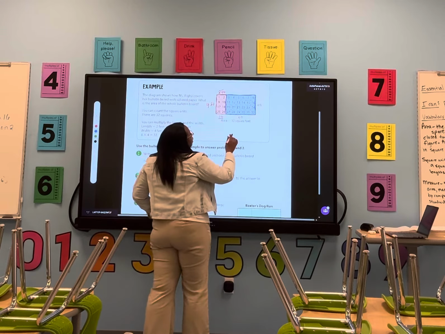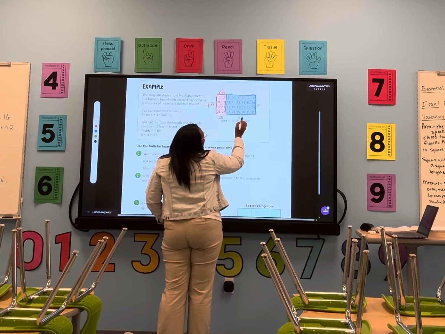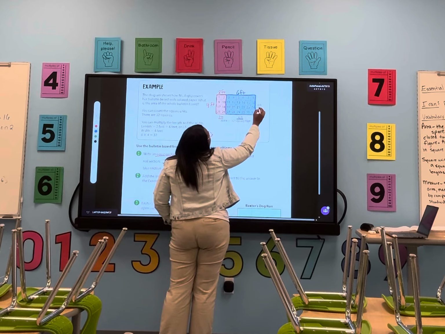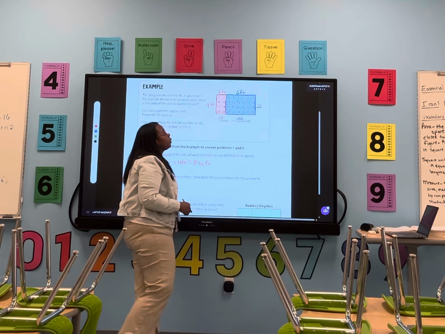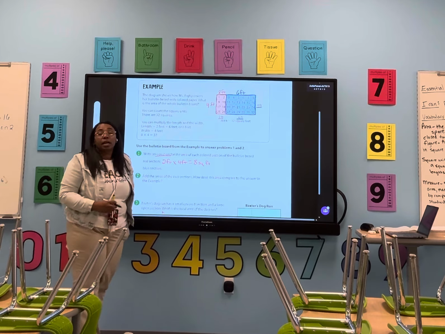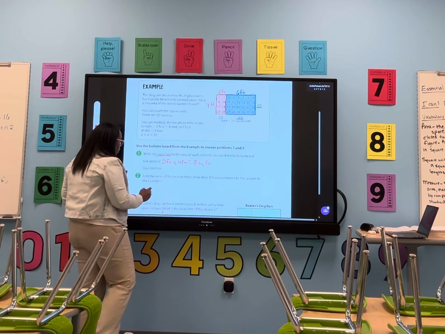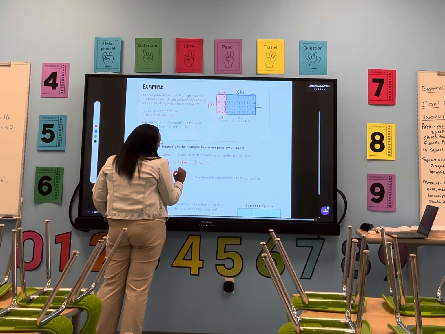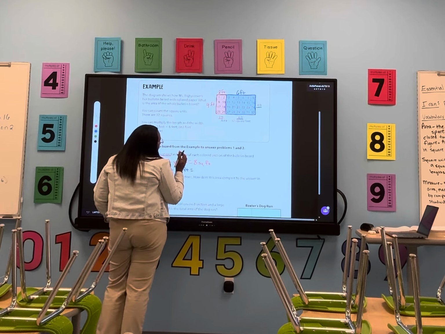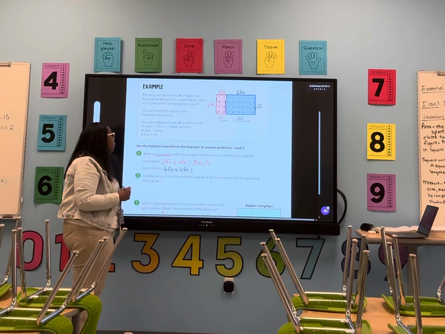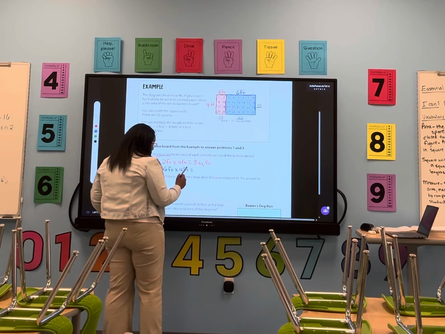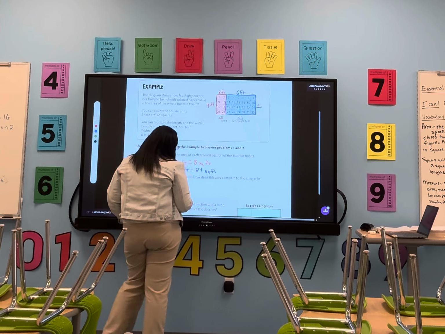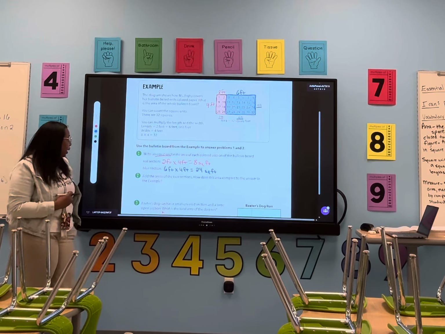So let's go with the length for the blue. Right here, they have me at 6 feet. I'm going to put it at the top as well. And my width is 4 feet. So I'm going to write the equation for the length times the width. My length is 6 feet, so I'm going to do 6 feet times my width, which is 4 feet. And then 6 times 4 is going to give me an area of 24 square feet. So we've done the red and the blue section.